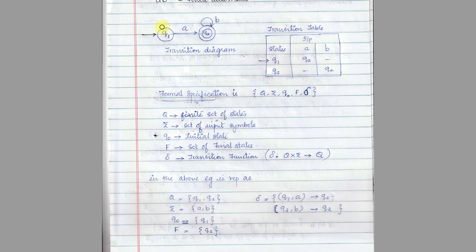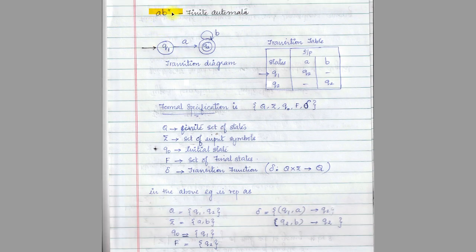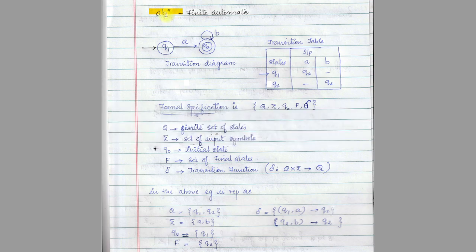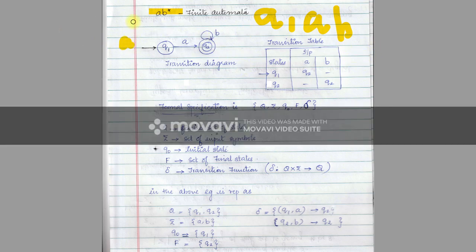Consider this as your string: a b star. So a b star means it can have 0 or more occurrences of b, but the occurrence of a is compulsory. So this is a b star. It can be a, or a b, or a b b. These are the sample inputs.